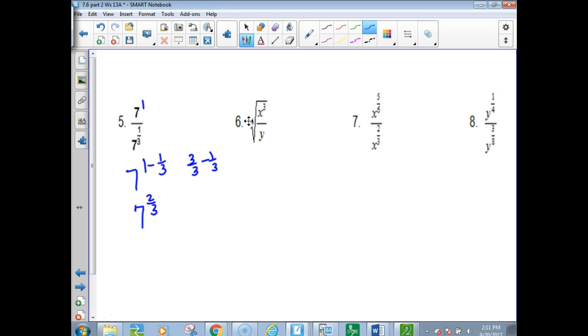Okay, this one, the 4 is an index, and that is a root. You remember my trees? The roots are on the bottom, power on the top. All right, so this would be x to the 3/4, and then over y to the 1/4. It could be written like this first if you wanted, and then applied the power. But that's not necessary if you understood where I got it.